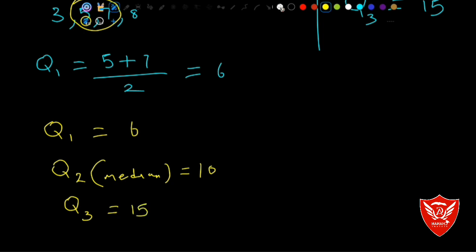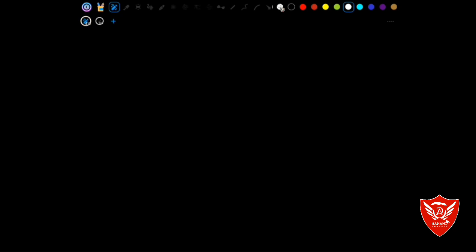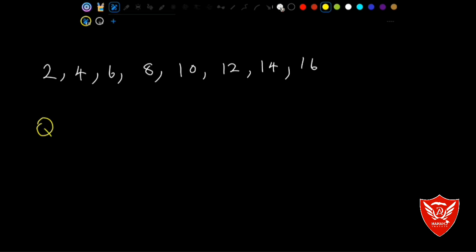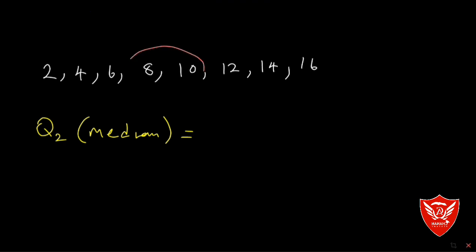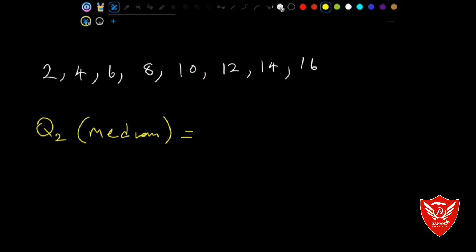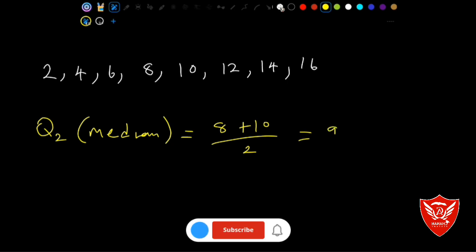All right, let's take one more example. Suppose the data set we were given is as shown. Take note, you must arrange the numbers in an array before you can look for the first, second, or third quartile. So the numbers we are given are already arranged in an array. Our second quartile, which is the median, is going to be equal to 8 plus 10 divided by 2, which is going to be 9, which means the median is in between this place.